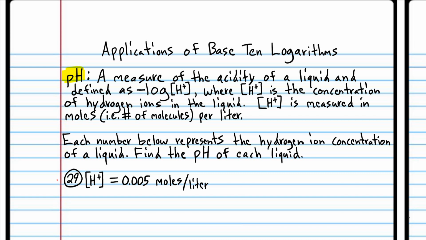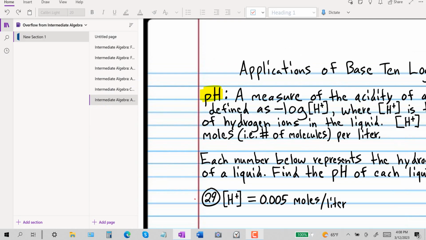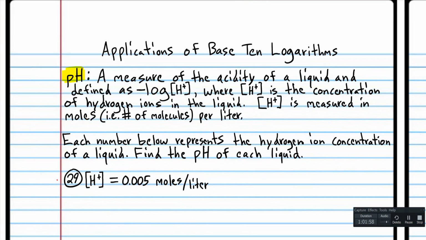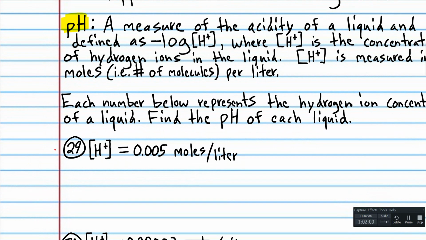If you've bit into a lemon, it has a citrusy taste. That means it's slightly acidic. If you've drank milk, then that's a basic taste. And the concentration of hydrogen ions is a major factor in determining how acidic a solution is. So we're going to measure the hydrogen ion concentration.